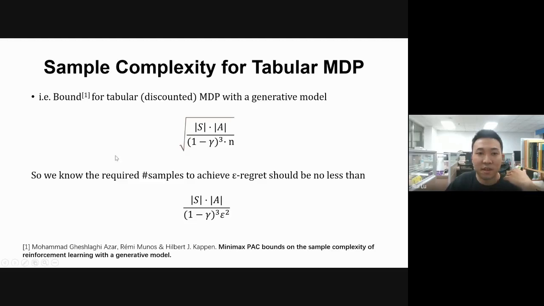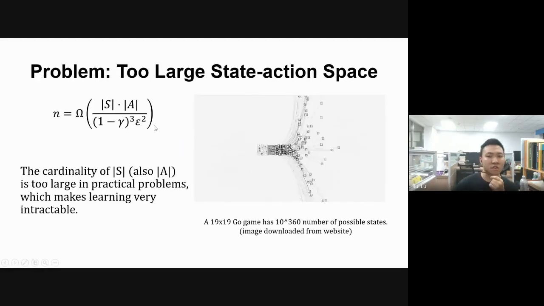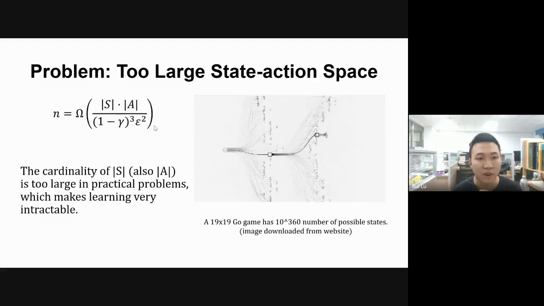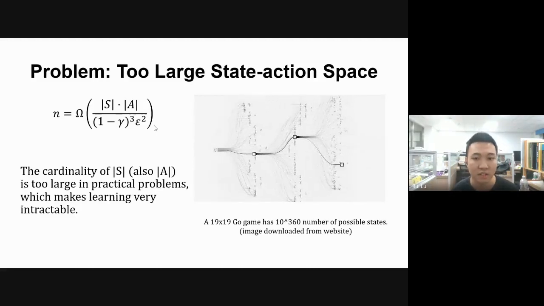For example, this is a regret bound for learning a tabular MDP with a generative model. A generative model means you can query a state action and get the reward and one sample of the next state for an arbitrary state action pair. If you want this regret to be epsilon, then the required number of samples is of this order. But it is proportional to the cardinality of the state space and action space, and the problem is that this is too large in practical problems.